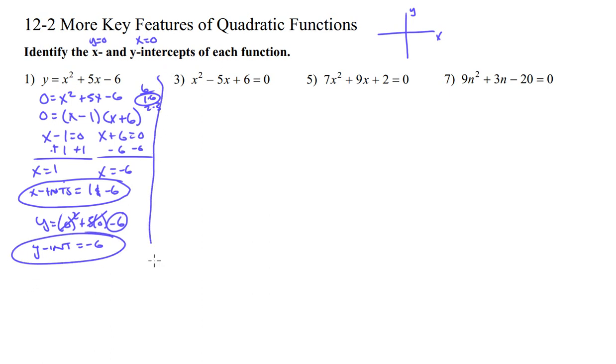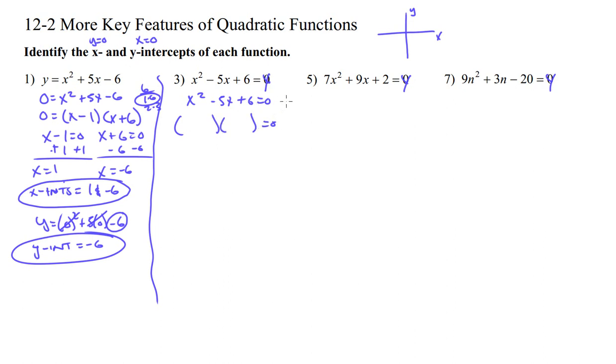All right, number 3, x squared minus 5x plus 6. If we're looking for the x-intercepts, y equals 0. Oops, I've set these all equal to 0 already. These are all supposed to be y's. And then that's a y. So we have x squared minus 5x plus 6 equals 0, because we had to set the y equal to 0. So we're going to want to factor this thing out.